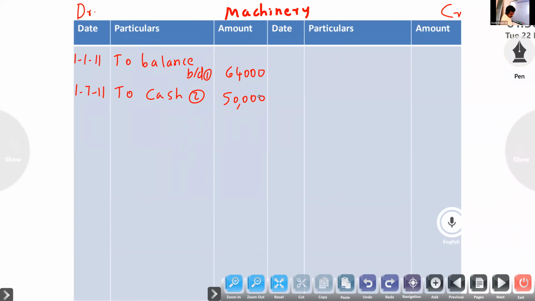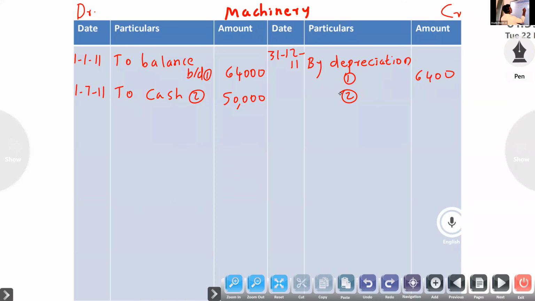on 1st July 2012 only. Next year only, 1st July 2012, we sold the first machine. So here, next closing date 31st December 2011, by depreciation. By depreciation, 6,400. 6,400. Second one, 1st July only we purchased.